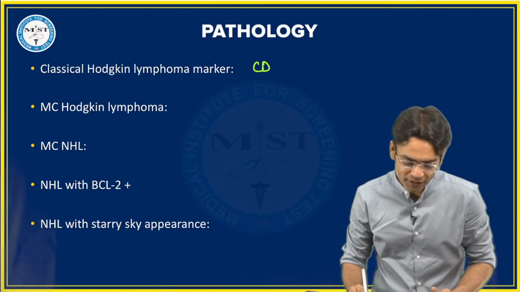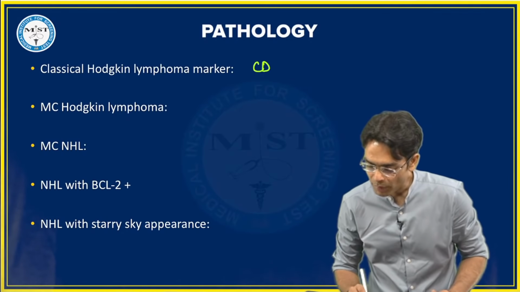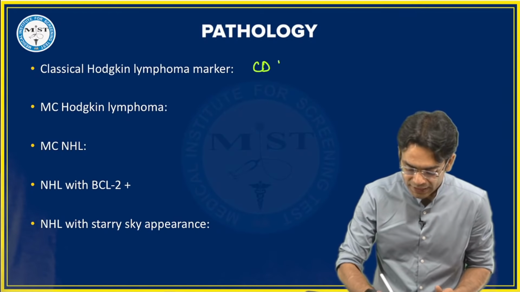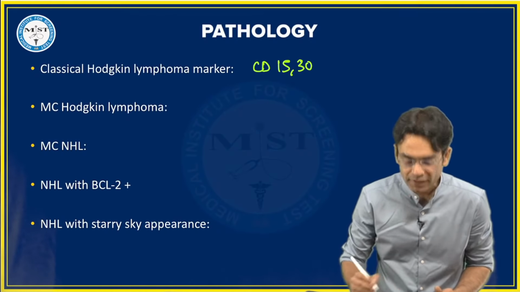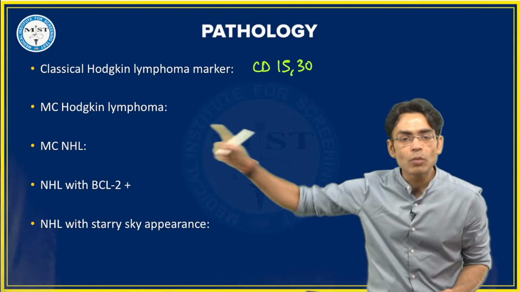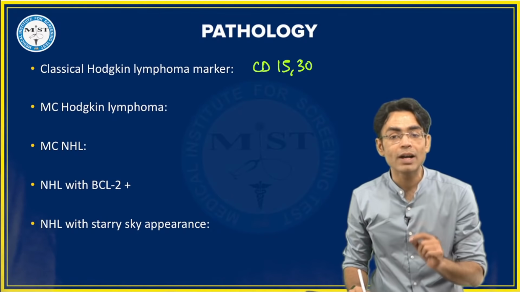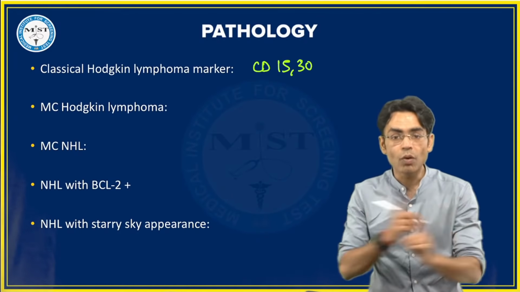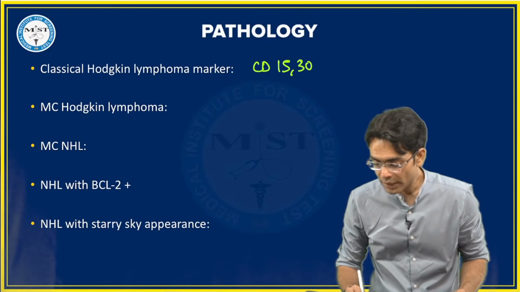Okay, what is the classical Hodgkin's lymphoma marker? Yes, FMG, you are right. It is your CD15 and CD30. Okay? So classical Hodgkin's lymphoma is CD15 and CD30. What is the most common type of Hodgkin's lymphoma in the world?